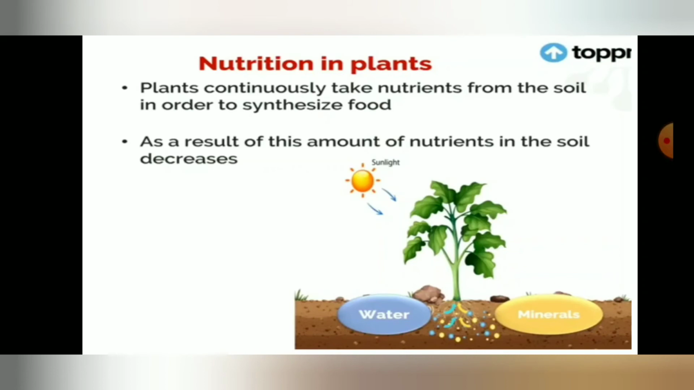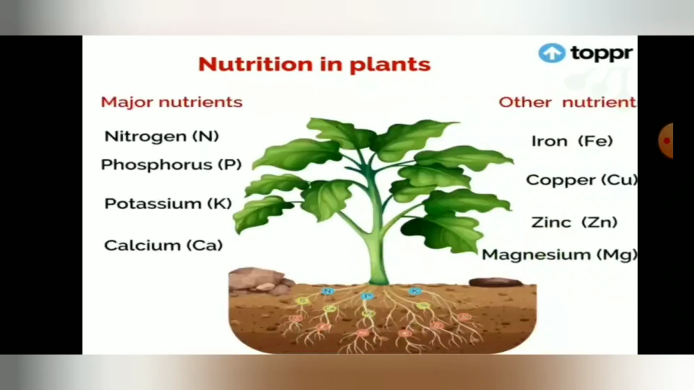Okay, after the utilization of the water, minerals and enriched nutrients present in the soil by the plant body, what happens? They decrease in the soil, isn't it? After the utilization of every kind of nutrient present in the soil, the nutrients in the soil decrease. So which are the main nutrients present in the plants? Major nutrients: nitrogen, phosphorus, potassium, calcium, iron, copper, zinc, magnesium.